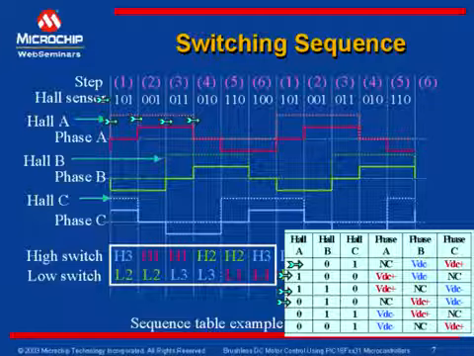Speed can be controlled using PWMs, by PWMing each switch according to the speed required. This we will see in the coming section, how we can control the speed of a BLDC motor.